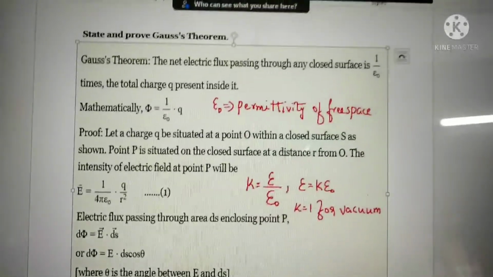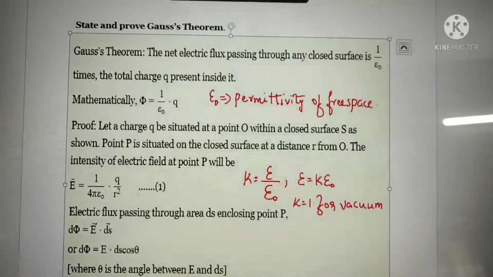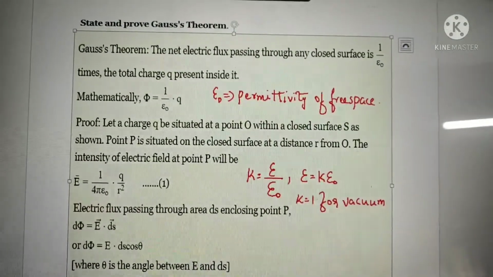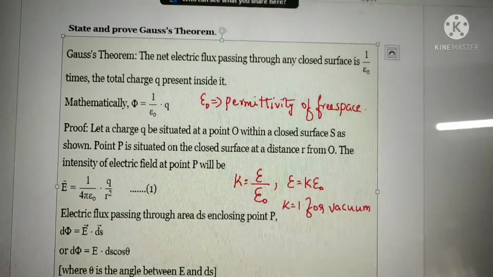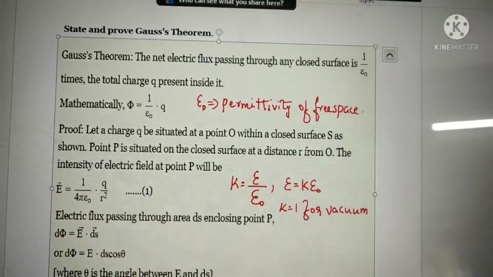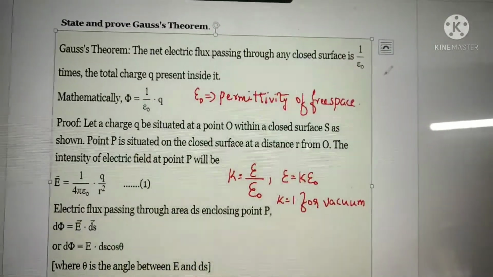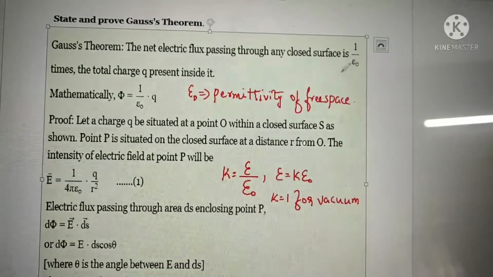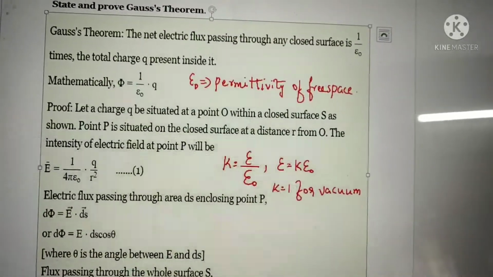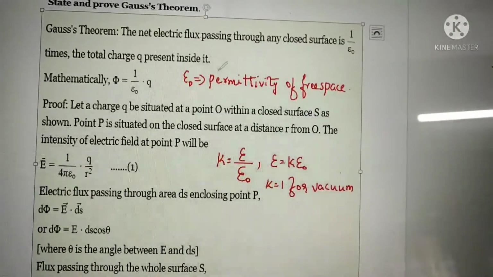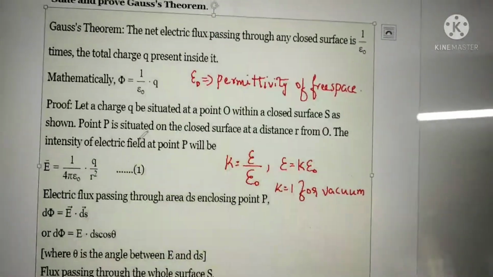Hello, today we are going to learn how to prove Gauss theorem. So first let us know what is Gauss theorem. Gauss theorem states that the net electric flux passing through any closed surface is 1 by epsilon naught times the total charge Q present inside it.